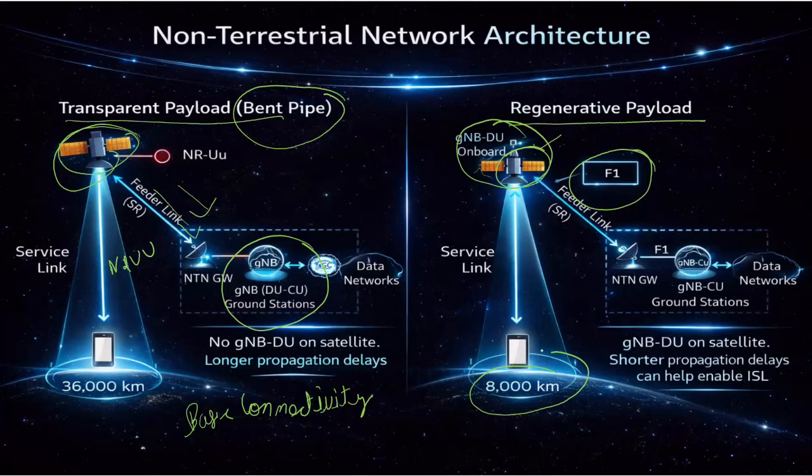payload. So transparent payload is simpler but introduces higher delay, right? And this regenerative payload is highly advanced. It reduces latency and supports next generation NTN capabilities. This shift towards regenerative architecture is the key for enabling 5G and 6G NTN networks. In short, you can say that now we are moving from satellites to intelligent space-based networks.